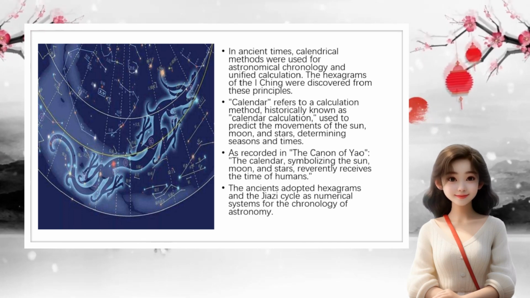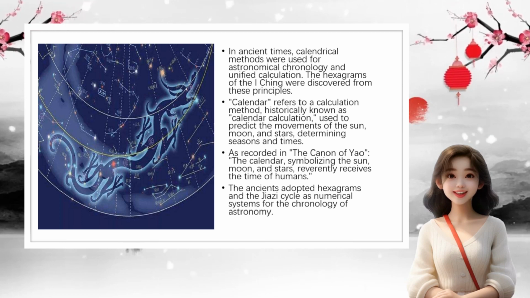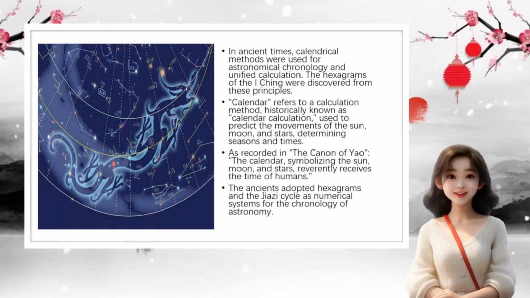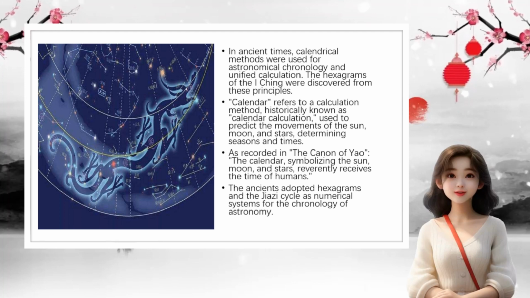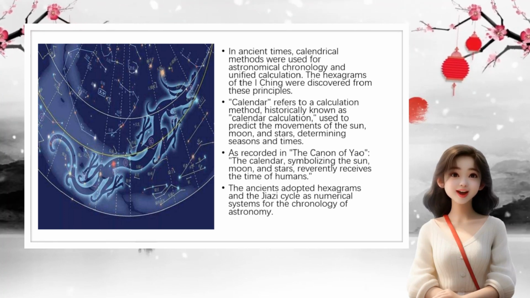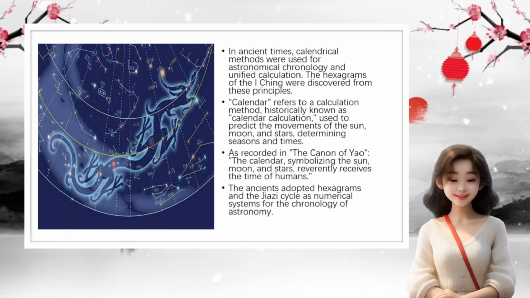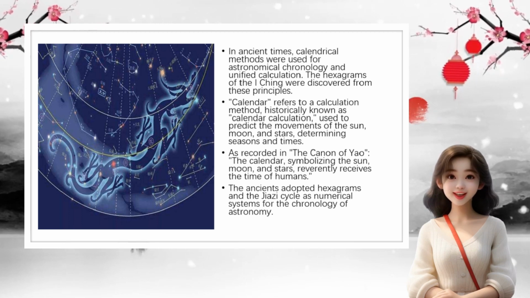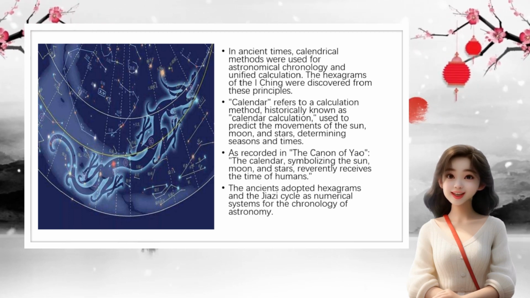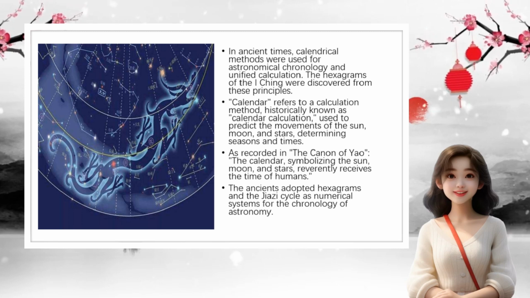Calendar refers to a calculation method, historically known as calendar calculation, used to predict the movements of the sun, moon, and stars, determining seasons and times. As recorded in the Canon of Yao, the calendar, symbolizing the sun, moon, and stars, reverently receives the time of humans. The ancients adopted hexagrams and the Jia cycle as numerical systems for the chronology of astronomy.